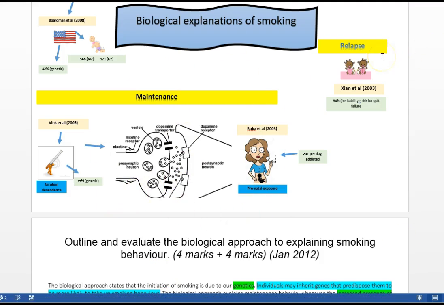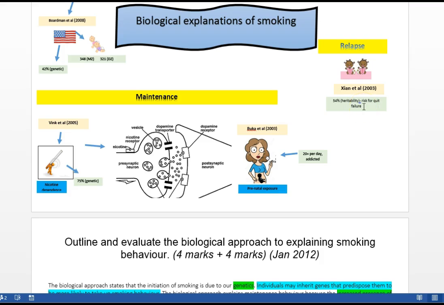And finally, relapse. Again, very, very straightforward. Because of our genetic predisposition, or some people have a genetic predisposition, it's very difficult to actually stop and then continue to stop. People who have this disposition are most likely to relapse and start doing it again. And Zain et al., 2003, found that 54% of relapse was due to our heritability, in terms of our genetics.